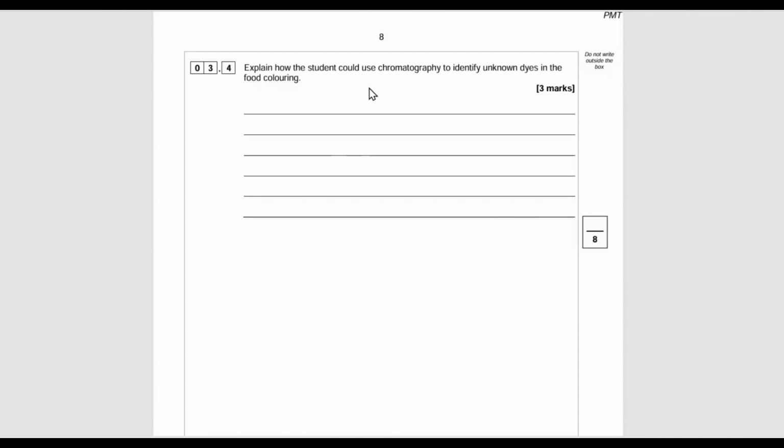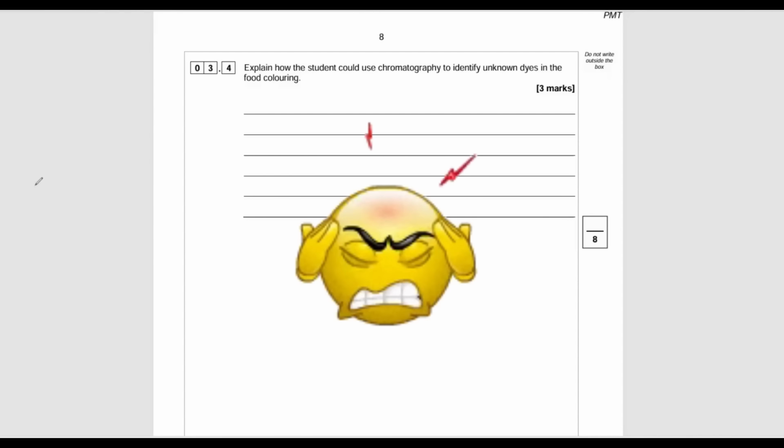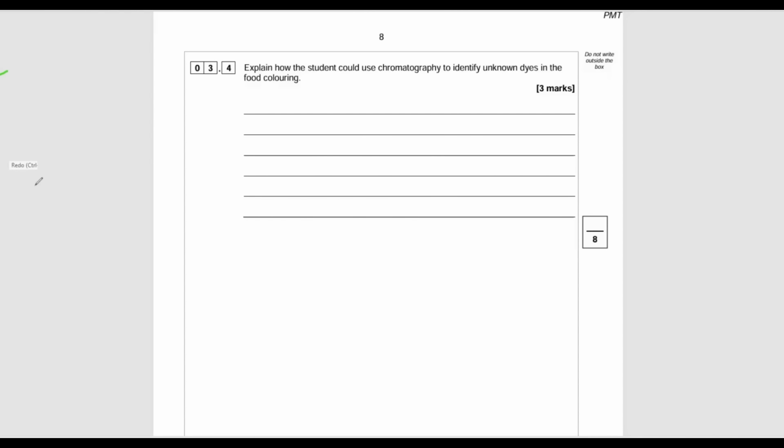Okay, explain how the student could use the chromatography to identify unknown dyes in the food coloring. So where was I? Well, that's not going to work anymore, because I was going to bring back the old drawing, but that's not going to happen. Right, okay. What a pain. So you might want to pause the video and have a go at this one.